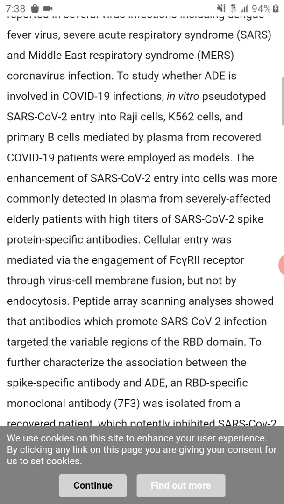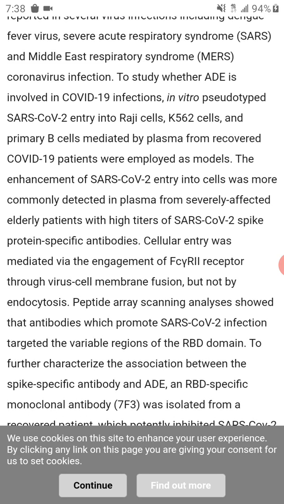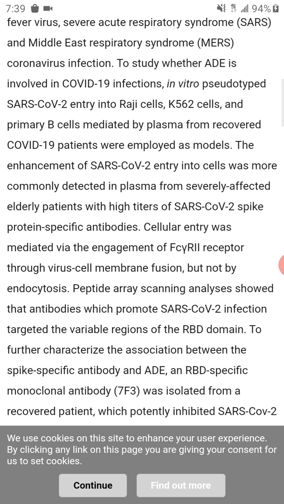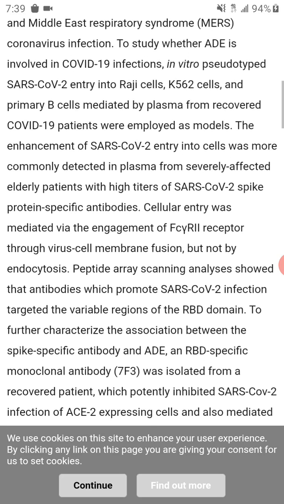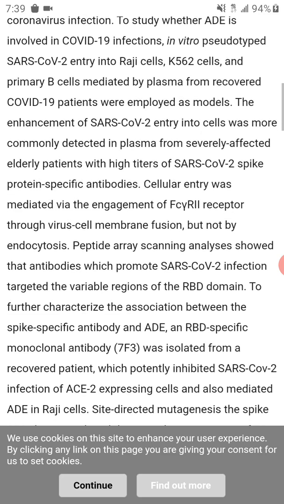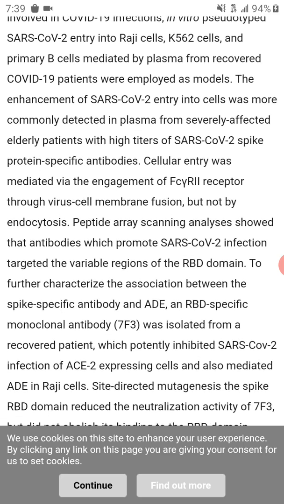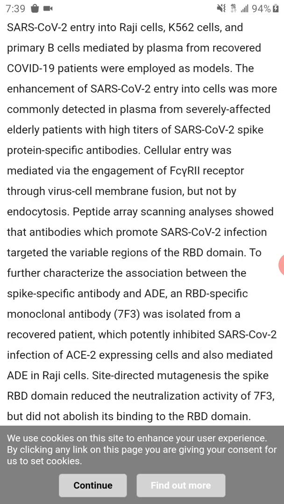Let's see here. COVID-19 infections. In vitro pseudotyped SARS-CoV-2 entry into Raji cells, K562 cells, and primary B cells mediated by plasma. So they use plasma from recovered patients. Okay. The enhancement of SARS-CoV-2 entry into cells.